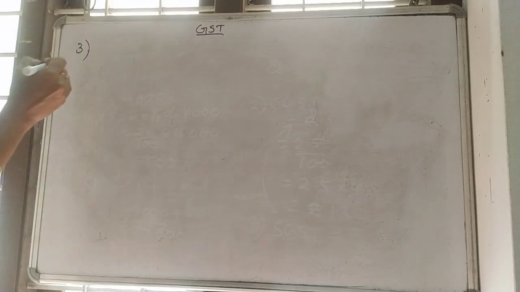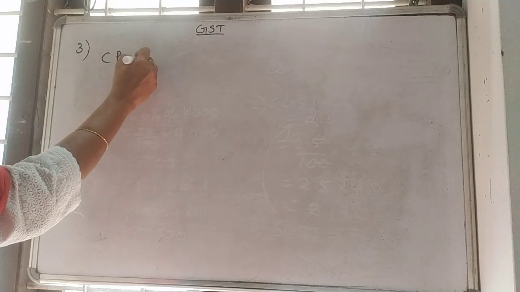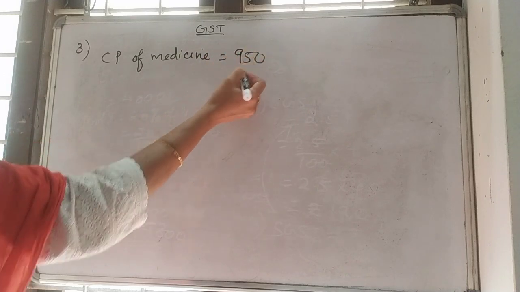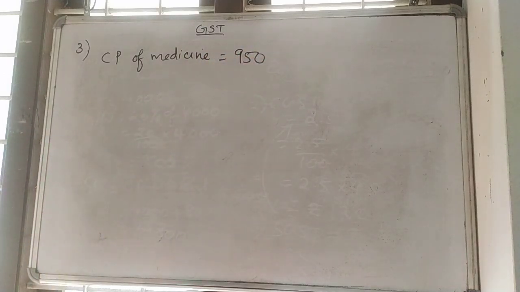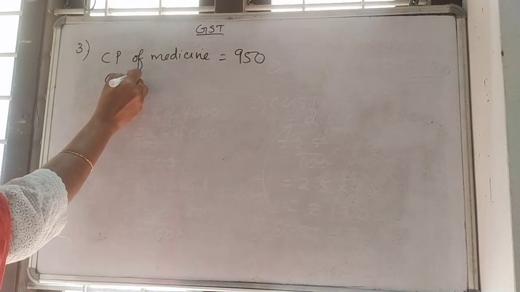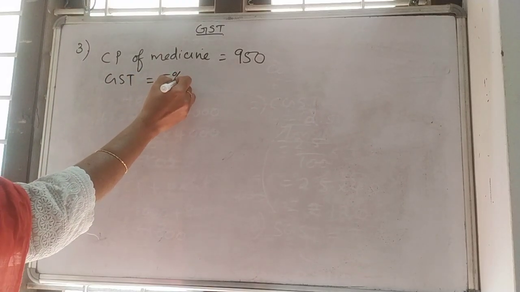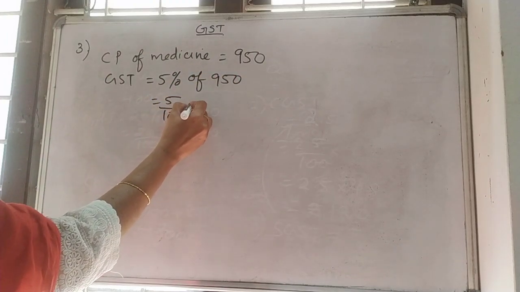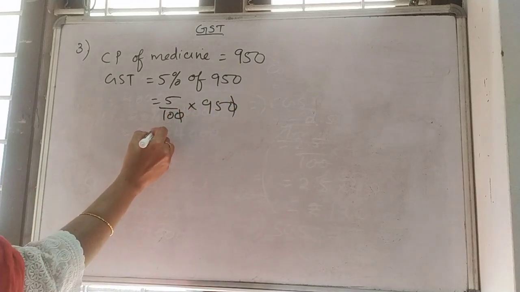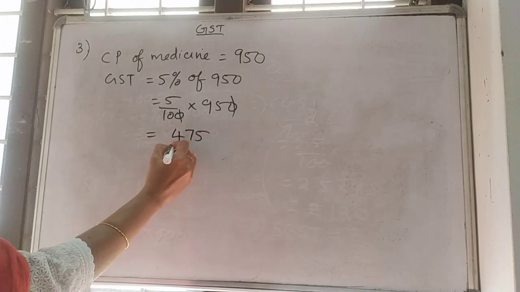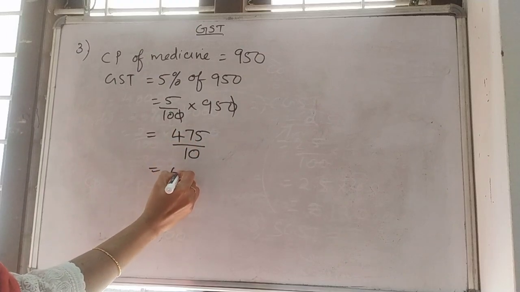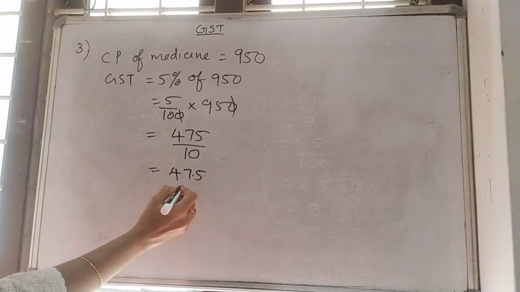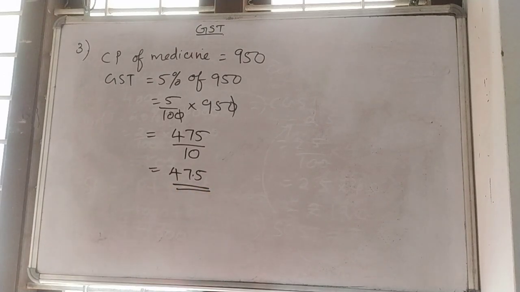So given, the cost price of the medicine is what? Cost price of medicine is given as 950 and GST is 5%. So what will be the GST? GST is equal to 5% of 950. That is 5 by 100 into 950. So 475 divided by 10. So 10 means remove one decimal place. So it will be 47.5 rupees, the GST for the medicine.